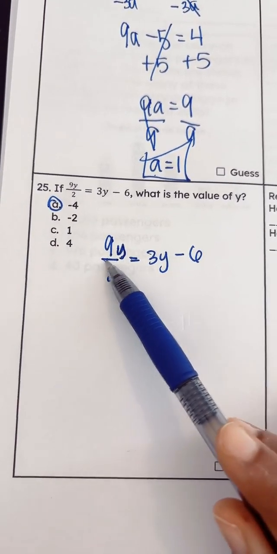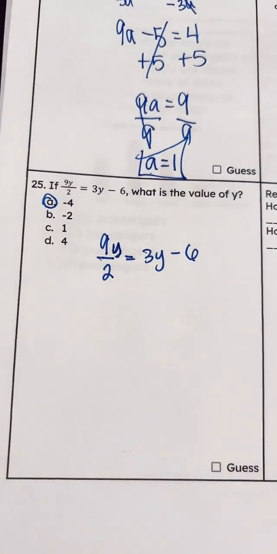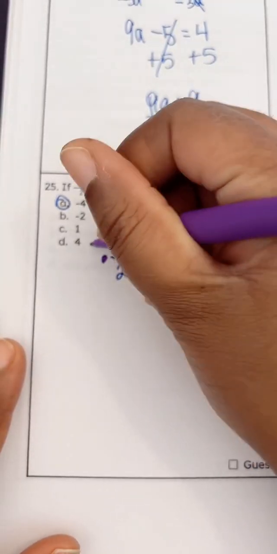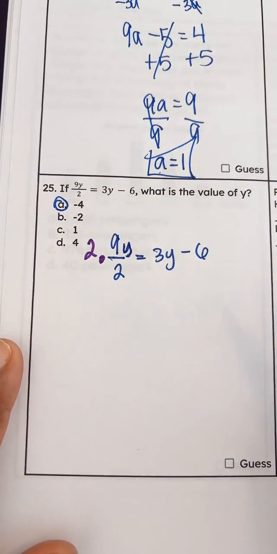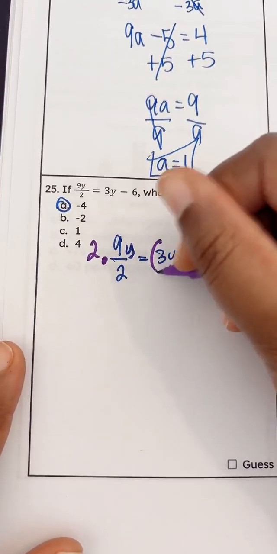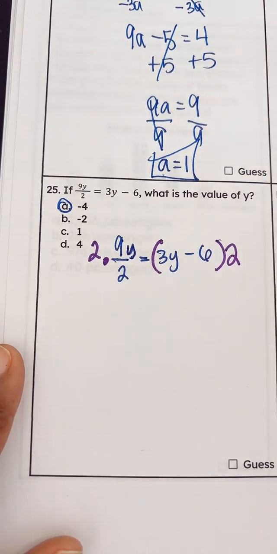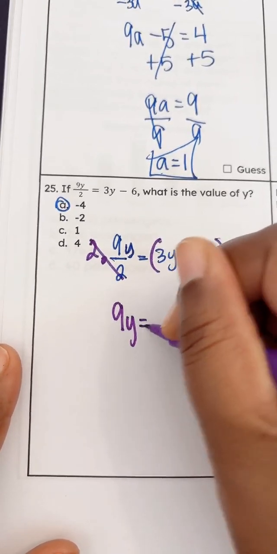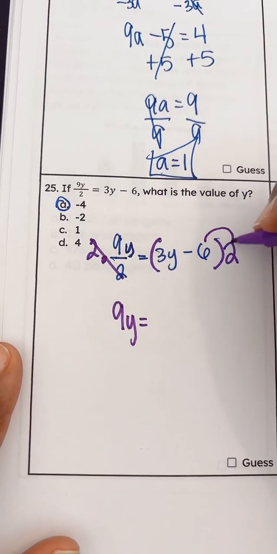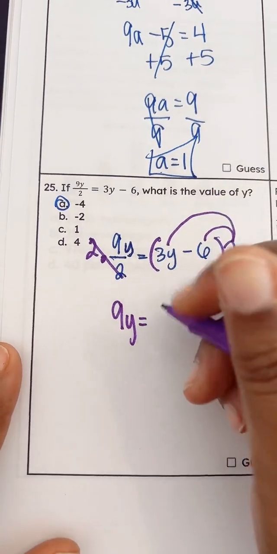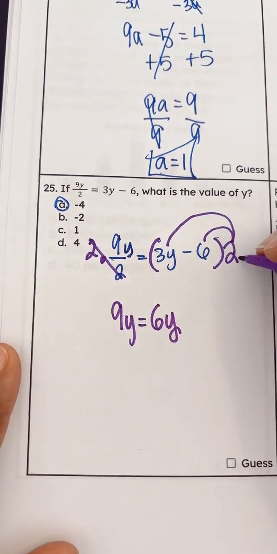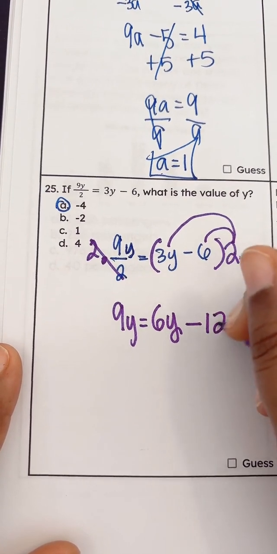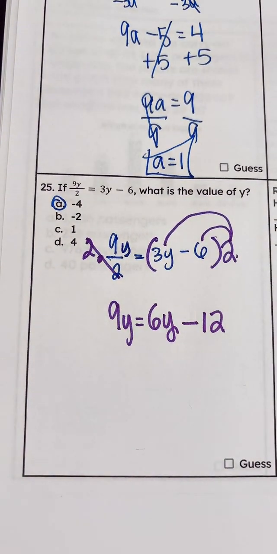How do we undo this division? What's opposite of division? Good. Marian said, multiply by 2. Beautiful. Yes. So if we multiply by 2, we can do it to one side, but we also have to do it to the other side. This cancels and we're left with 9y. Let's distribute this bad boy in. Well, 2 times 3y gets us 6y, and 2 times 6 gets us -12. Okay.